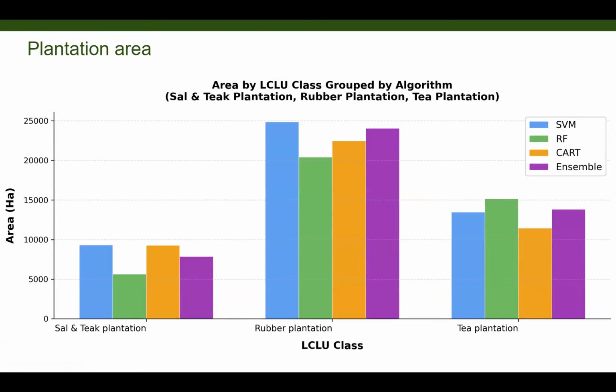This is the largest zoom out, only for the plantation classes, which I am interested in for potentially finding land degradation. So let's focus on that. Here, SVM is predicting quite high rubber compared to other algorithms. Sal and teak is okay. Tea is quite high, and I'm expecting that CART could be a better indicator of tea plantation area because it's showing a smaller number.